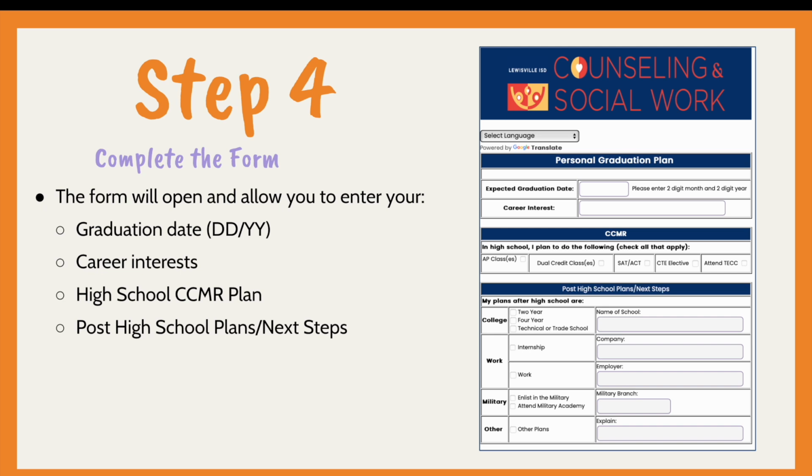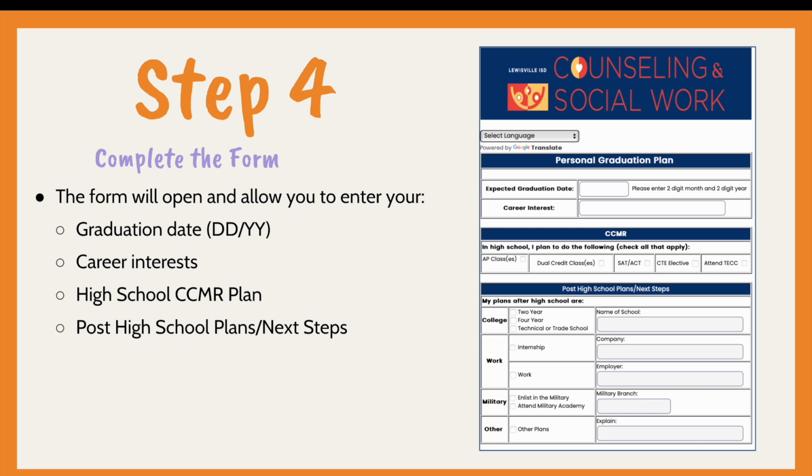If you're planning on taking AP classes or an AP class, check that radial box. If you plan on participating in dual credit, SAT or ACT testing, CTE electives, that's career and technology education, or if you plan on attending a course at the Tech Center, Tech East or Tech West, then you would choose that radial button. Again, this is not a commitment. This is just something that you know that you want to do or something that you would like to pursue.